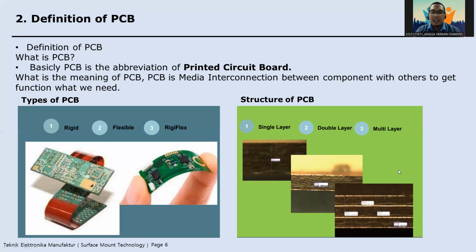For the single layer, the conductor, like copper, is only on the top surface. For the double layer, there is copper on the top and the bottom surface. For the multi-layer, you have some copper inside on the substrate. Okay, next.